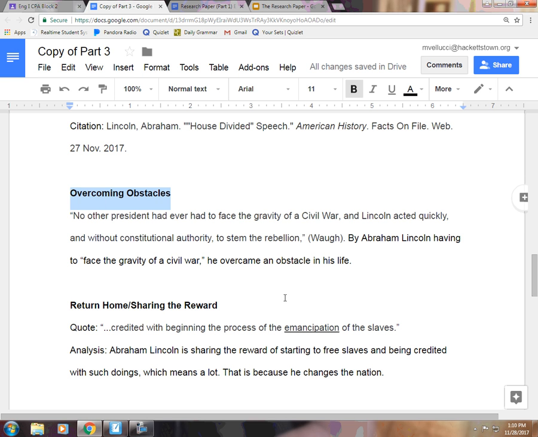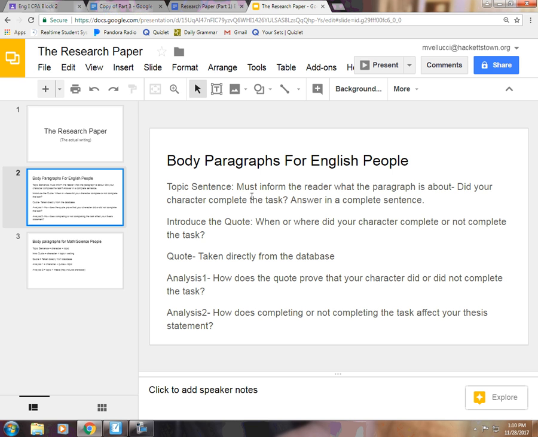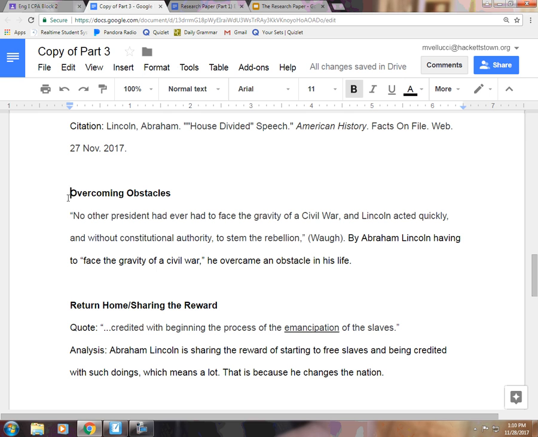This is the topic of our paragraph, or this is the task we're going to talk about. Now, if you look back at our slides, we need to add the character to this topic. Or if we look at our other slide, did your character complete the task? Answer in a complete sentence. So I'm going to come back over here. Abraham Lincoln, it looks like he did overcome obstacles. So all I'm going to write for my topic sentence is Abraham Lincoln did overcome obstacles. These don't need to be capitalized, so I'm just going to make them lowercase and add a period. That is now our topic sentence.